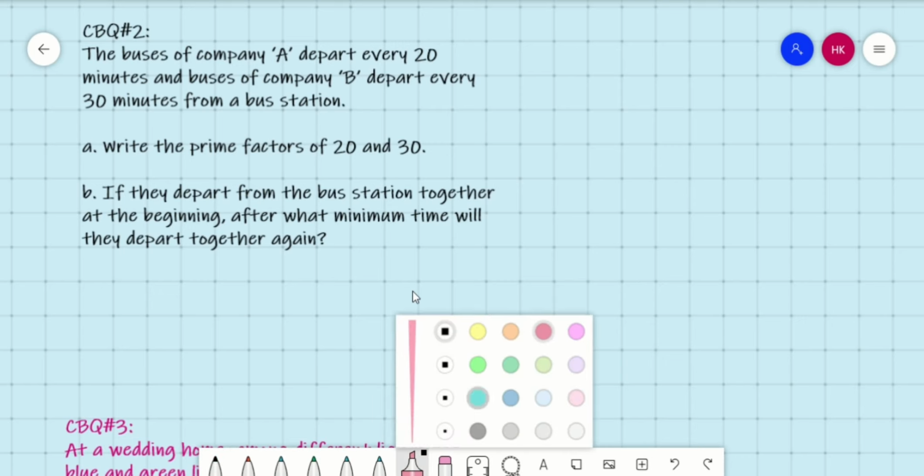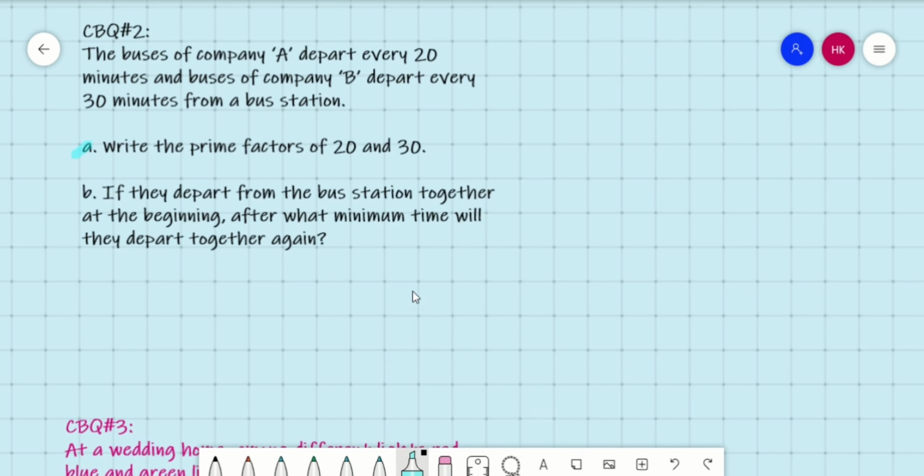Question number A asks, bus company A departs every 20 minutes and bus company B departs every 30 minutes from a bus station. Write the prime factors of 20 and 30. So what is a prime number? We will solve this question here after a few minutes. And question number B asks, if they depart from the bus station together at the beginning, after what minimum time? Again, the question asks after what minimum time, so we will do LCM again.